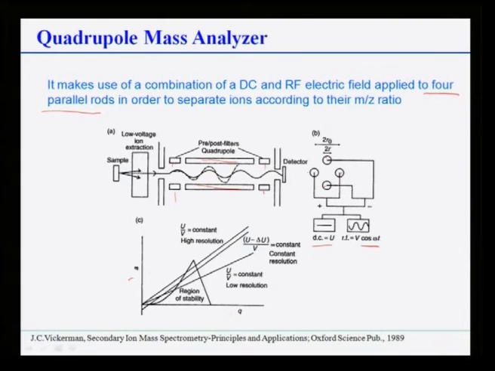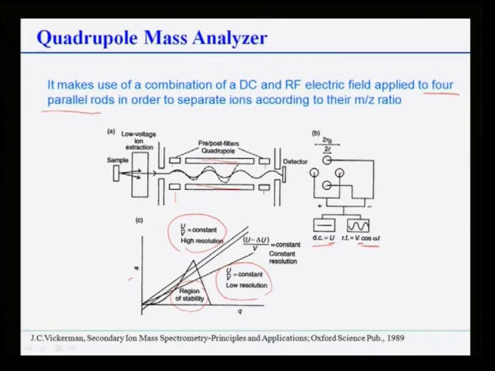If you look at the plots, you see there are different regions. This is U by V constant, low resolution; U by V constant, high resolution. Okay, U by V, U and V. This is U minus delta U by V constant, constant resolution, and this is the region of stability. So that means we can change U and V in such a way.